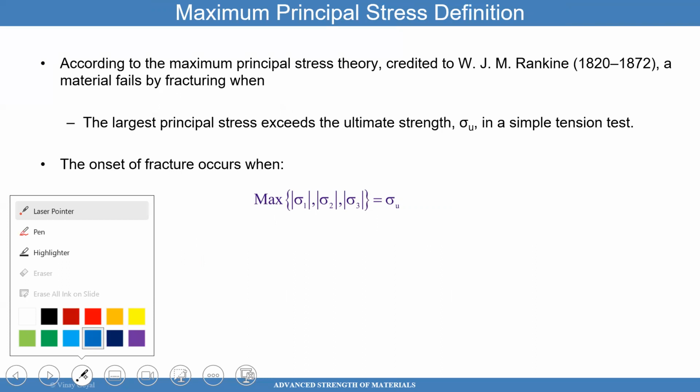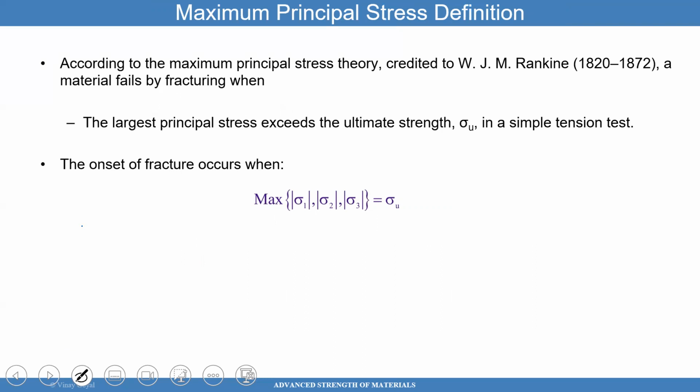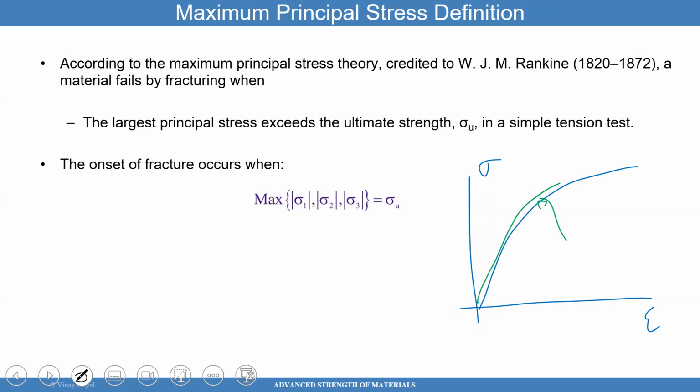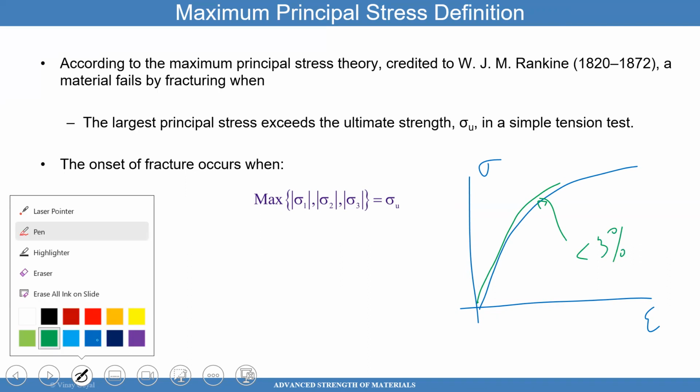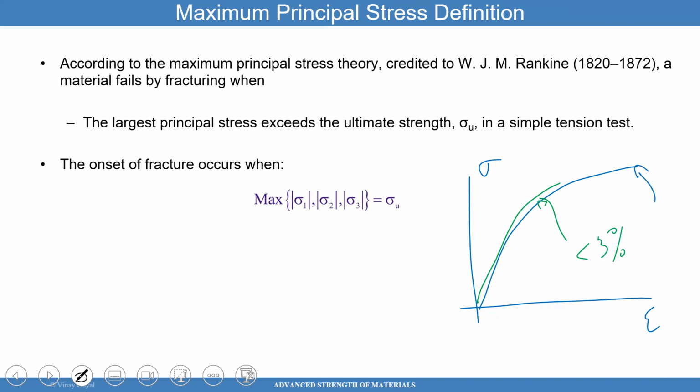Now, maximum principal stress definition, that's more used for brittle materials. And what I mean with brittle material versus ductile, let me remind you what that is. Stress strain curve, and it looks like this, and then another material looks like this. So if the material here fails at less than 3% strain, we call that brittle. And if we have a material that fails at 5% strain, for example, that's ductile.